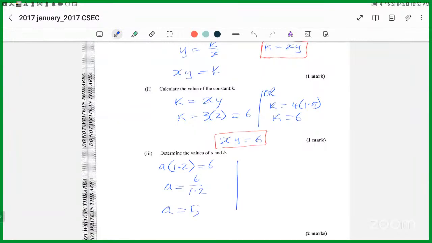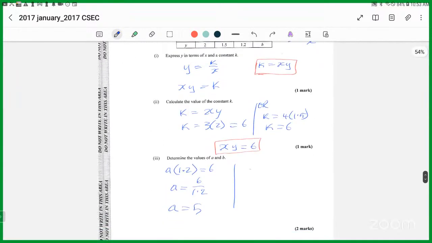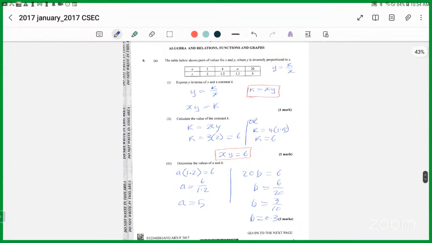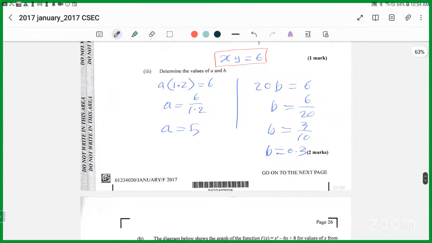And for the B, 20 times B is equal to 6, because the XY is always equal to 6. So the B is equal to 6 over 20. The B is equal to 3 over 10. So the B is equal to 0.3. And those are your answers. Nice and easy, quick and fast. But are you okay with that?